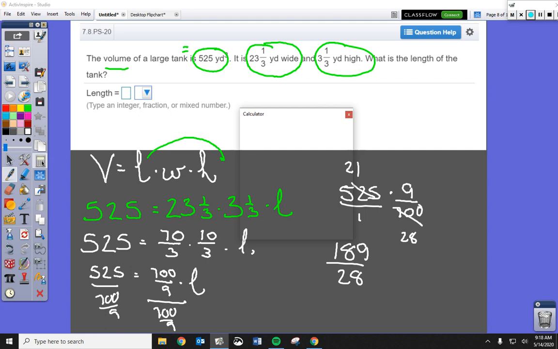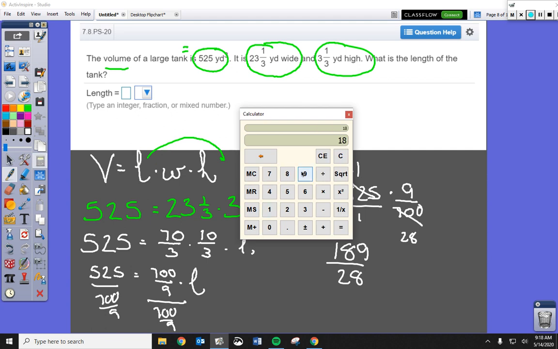Let's just double check here. 189 divided by 28 gives me 6. I was close. That's 6, and then 75 hundredths. Does that mean it makes 6 and 3/4? Let's just double check here.